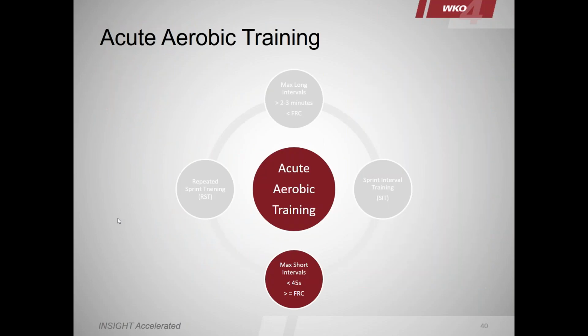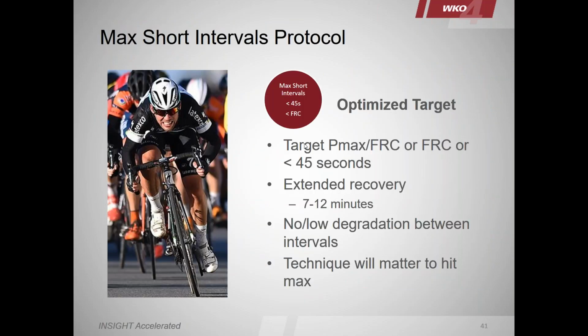Okay, let's talk about max short intervals. Max short intervals target Pmax or FRC. You can use the optimized target of Pmax FRC, or you can just roughly say short, fully maximal intervals of under 45 seconds. It's extended recovery, so you want 7 to 12 minutes, because it's not just your heart rate that's recovering. The whole energy system needs to recover because you want to do everything at max. So you want no to low degradation between intervals.